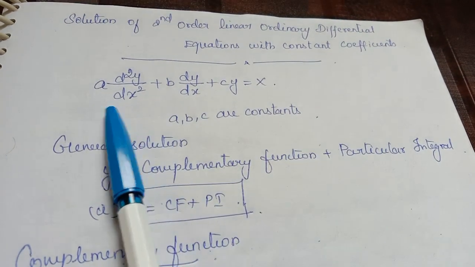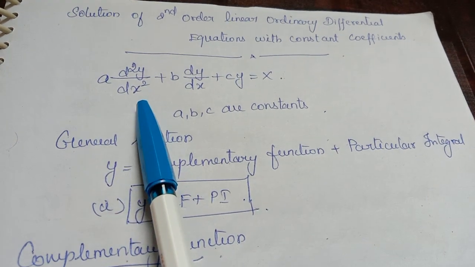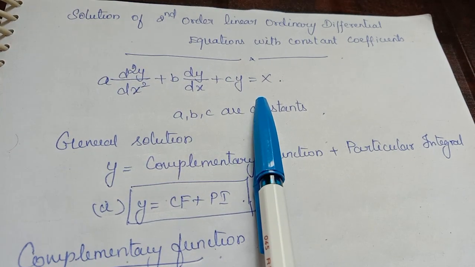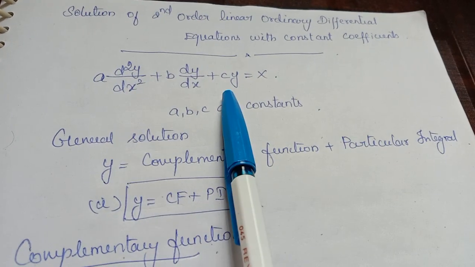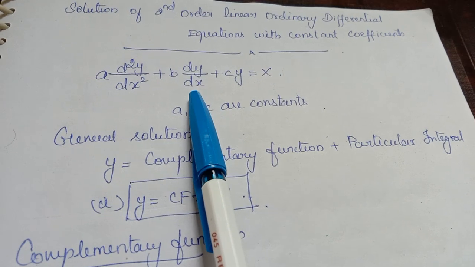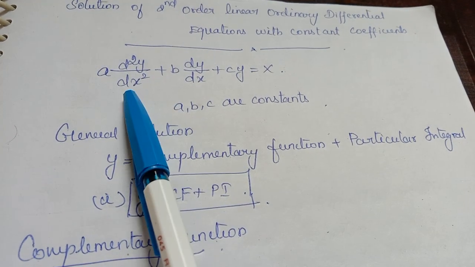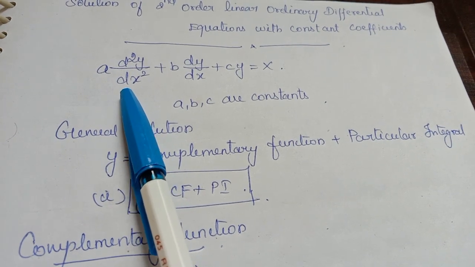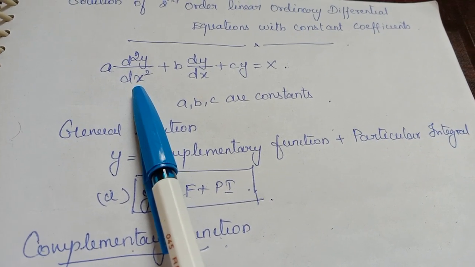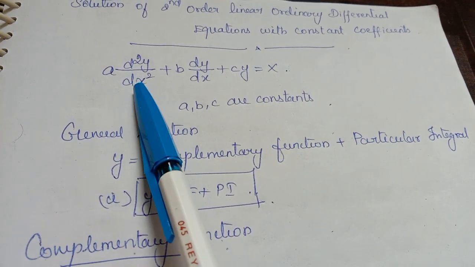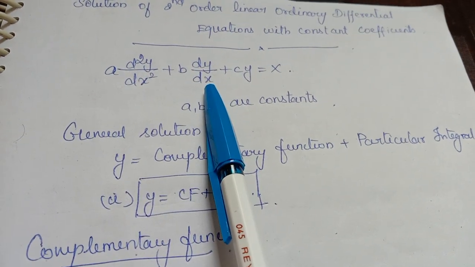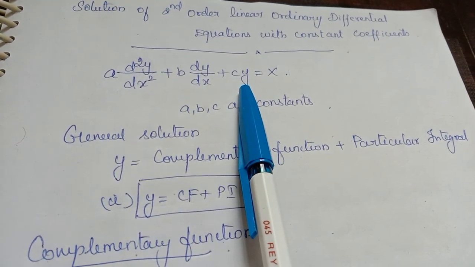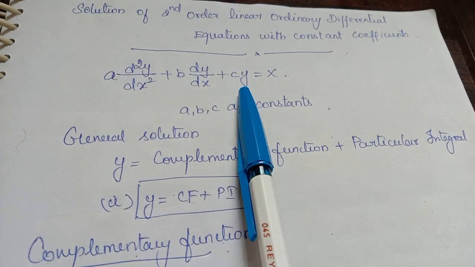See this equation, a d square y by dx square plus b dy by dx plus c y equal to capital X. Here this equation has the unknown function y, first order derivative dy by dx, second order derivative d square y by dx square. So this is the highest order, so this is a second order equation. This term has power 1, dy by dx is also power 1, y is also of power 1. So all the terms, the unknown function and its derivatives, have degree 1.